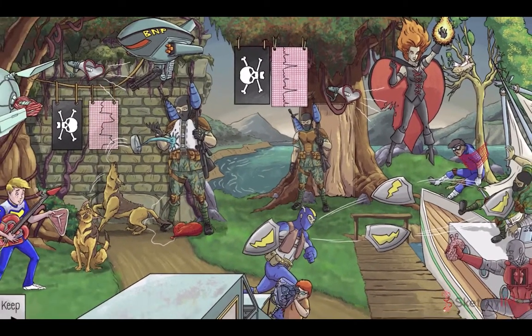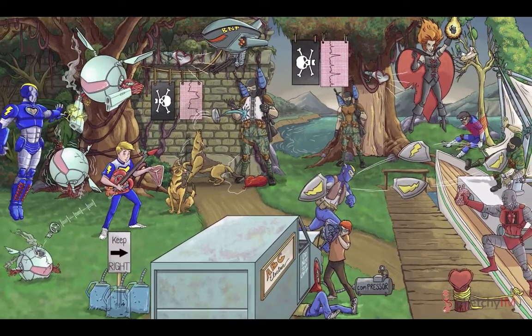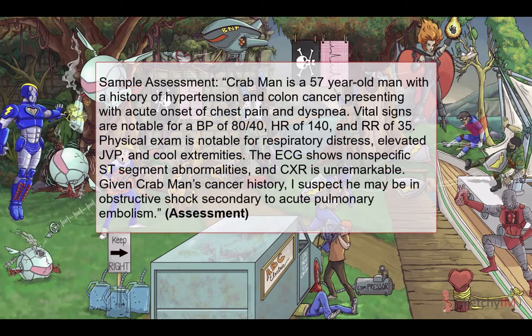All right, let's summarize the prototypical presentation of obstructive shock in a sample assessment statement. Crabman is a 57-year-old man with a history of hypertension and colon cancer, presenting with acute onset of chest pain and dyspnea. Vital signs are notable for a BP of 80/40, heart rate of 140, and respiratory rate of 35. Physical exam is notable for respiratory distress, elevated JVP, and cool extremities. The ECG shows nonspecific ST segment abnormalities, and chest x-ray is unremarkable. Given Crabman's cancer history, I suspect he may be in obstructive shock secondary to acute pulmonary embolism.